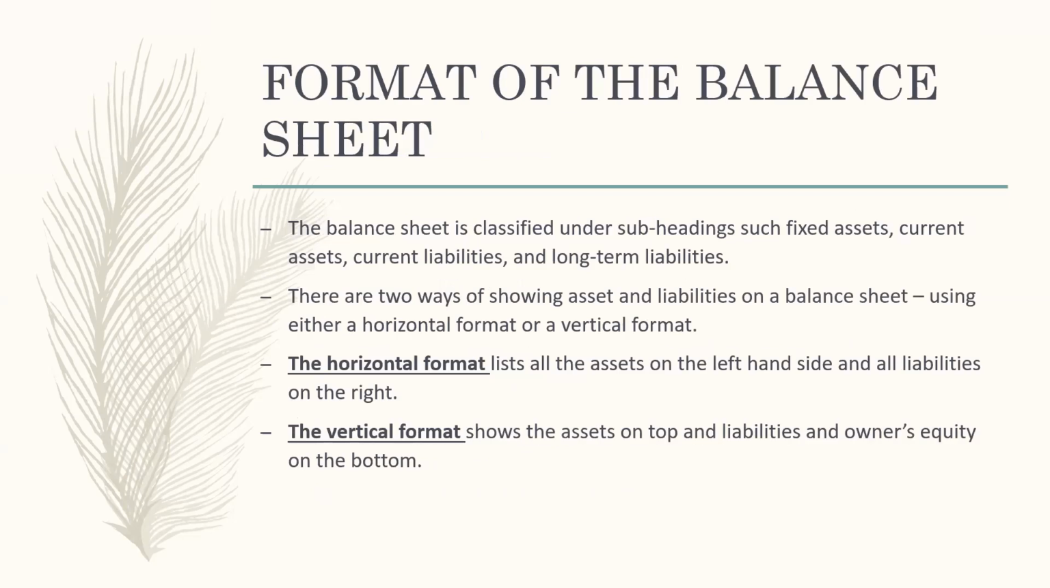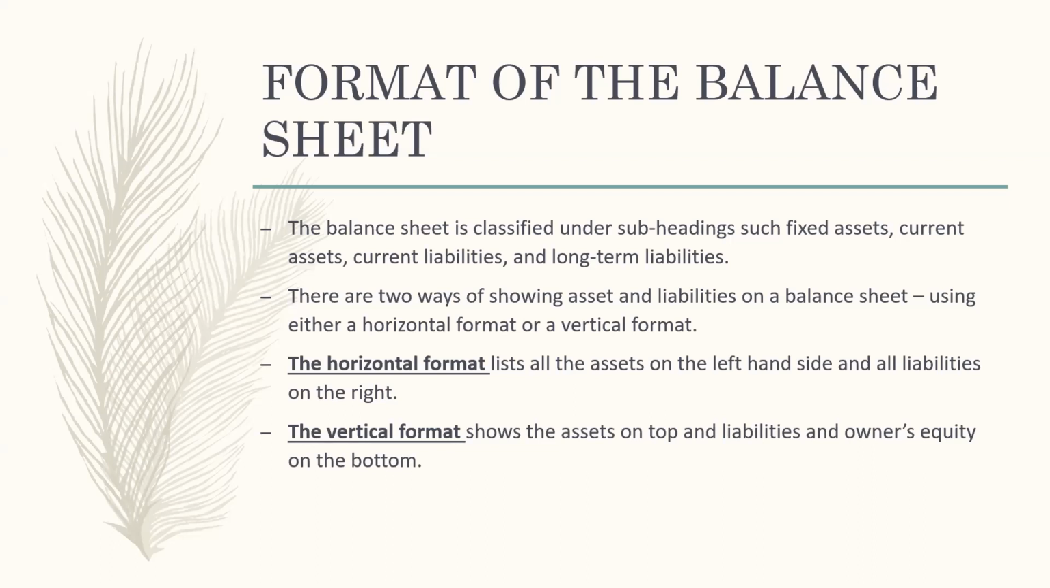We are going to look at the format of the balance sheet. Before you see the actual format, I'm going to tell you a little more about it. The balance sheet is classified under the subheadings: fixed assets, current assets, current liabilities, long-term liabilities. And what you also need to know is that the balance sheet can be prepared in both the horizontal and the vertical method.